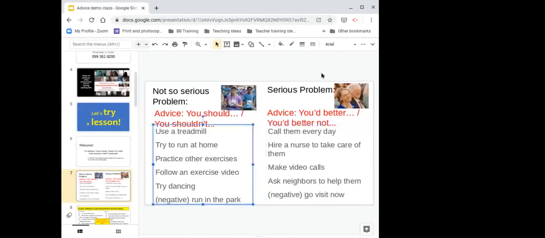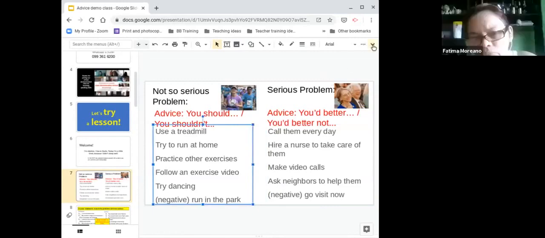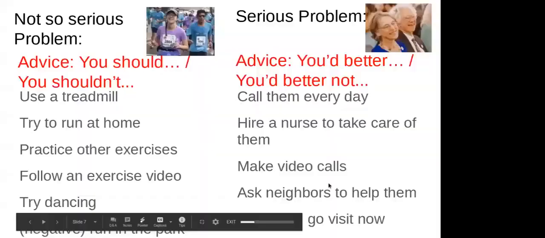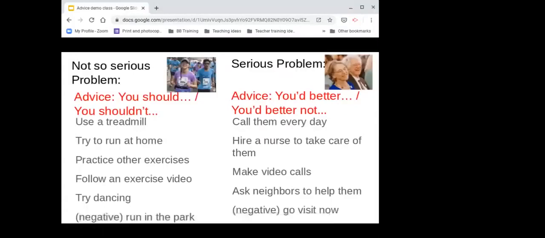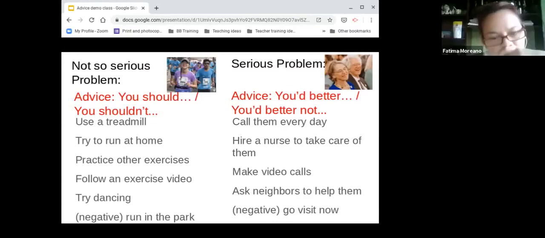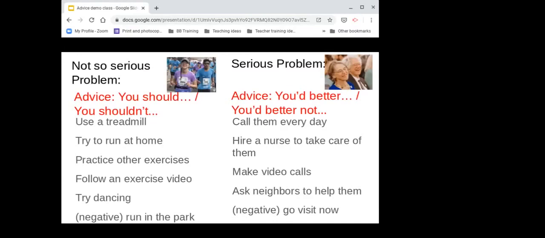You had better not go visit. Very strong. You should, and you'd better. What do I use to give serious advice in a serious situation? You shouldn't go visit now. I can use shouldn't, but to make the advice very strong, how can I make the advice very strong? Should or had better? Had better. Had better, thank you. Yeah, had better, strong advice.